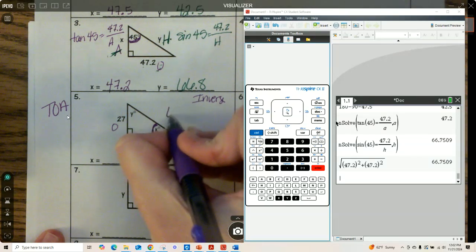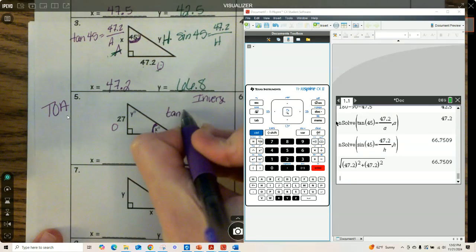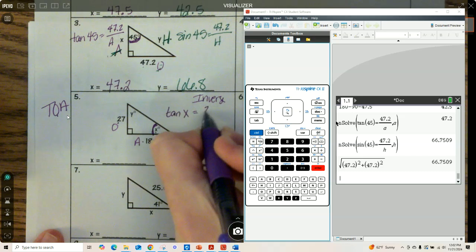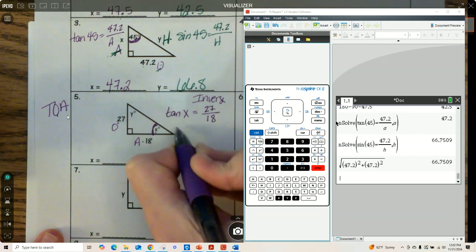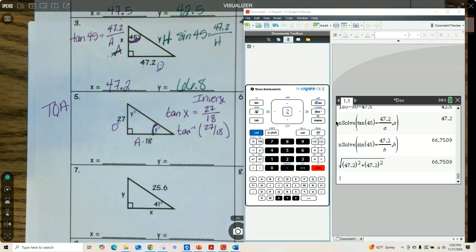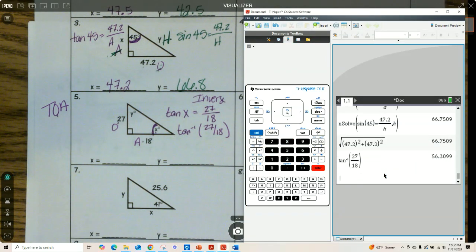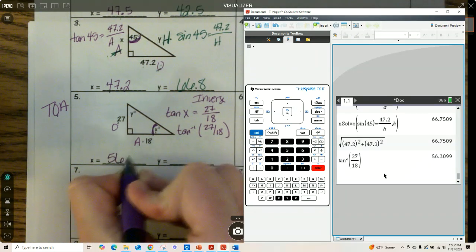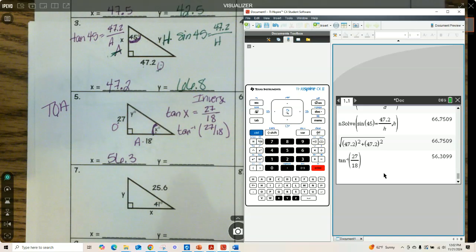So we can do tangent of angle X. O comes first, so the O has to go on top over 18. Again, if we're looking for the angle, we can just do the inverse. So trig, tangent inverse, 27 over 18. If we round, 56.3.